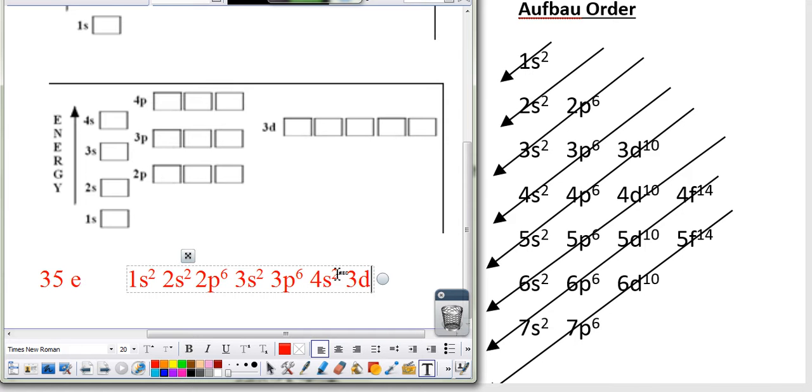So then we have the 3d. And how many electrons can the 3d hold? Good job. You in the back. 10. Very good. I heard you. That was good. Way to speak up. It's about time.